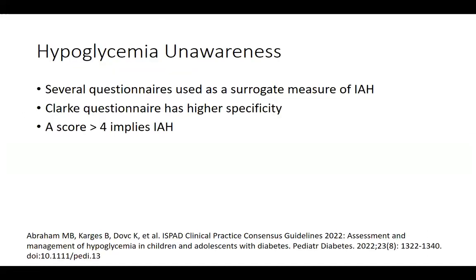Now, how will you be able to tell if a child has what you call impaired awareness of hypoglycemia? There are several questionnaires that can be used to test for that. The CLAC questionnaire has a higher specificity. It is readily available on the website. And if a child scores more than 4, that means they have impaired awareness of hypoglycemia and that certain things need to be adjusted so the body can readjust to recognize hypoglycemic episodes. And why do you want to do that? We want to avoid severe hypoglycemia in these children.